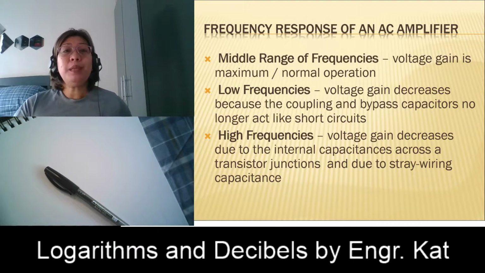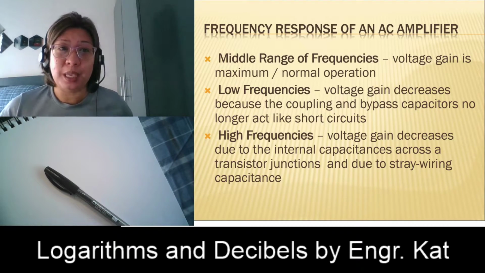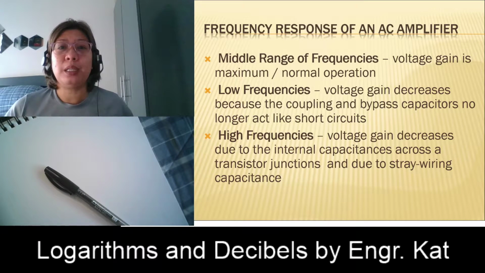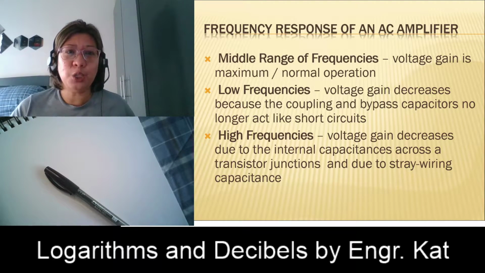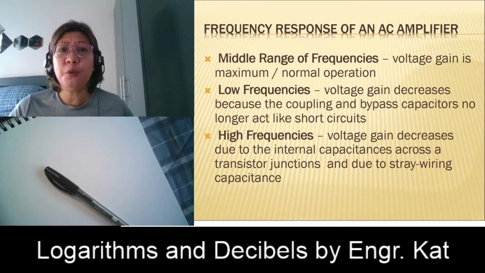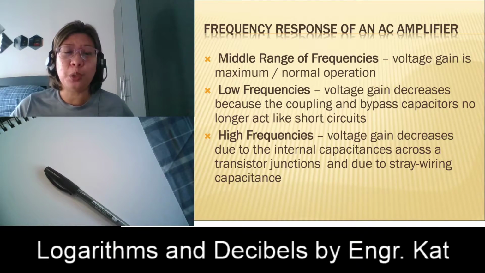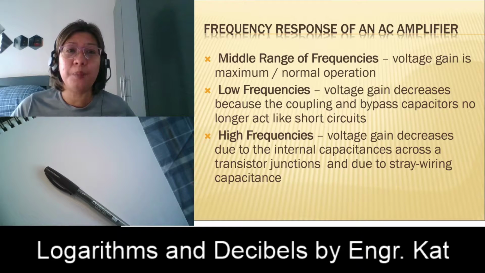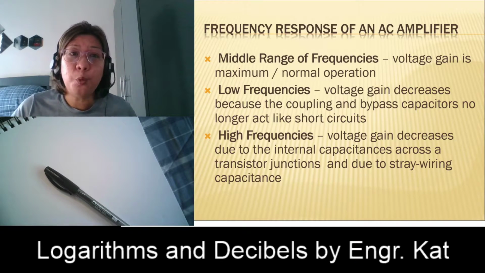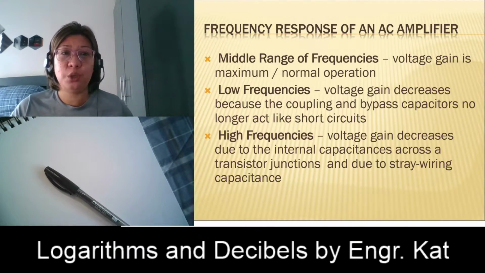So the middle range of frequencies, we call that your mid-range. At mid-range frequencies, the voltage gain is maximum or at normal operation. So what we have solved in your previous amplifier circuit, the voltage gain is equal to that value once you are in the mid-range of frequencies.